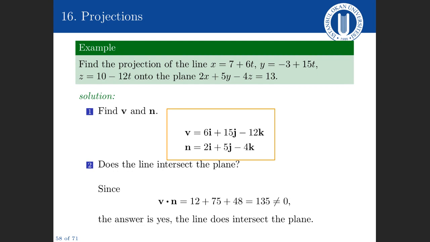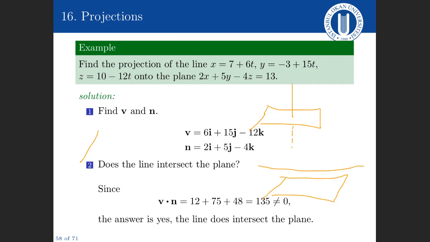Step 2. Does the line intersect the plane? Well, think about the pictures. We might have orthogonal, we might have parallel, or we might have case 3 where the line looks like this. If the line is parallel to the plane, then it does not intersect the plane. If it's not parallel to the plane, then it must intersect the plane somewhere. So really we're asking, is the line parallel to the plane?